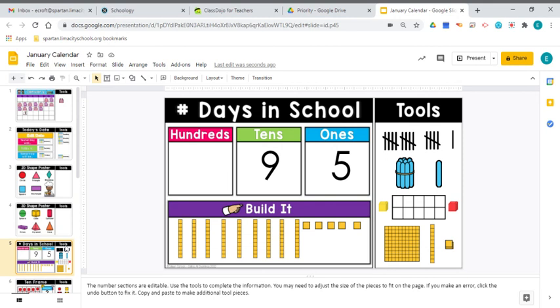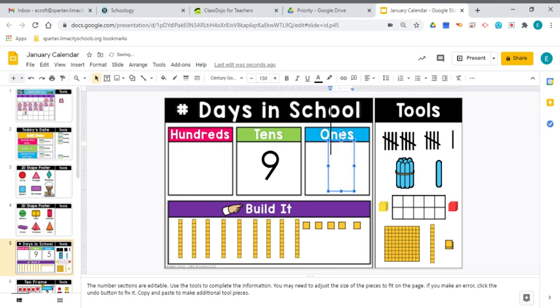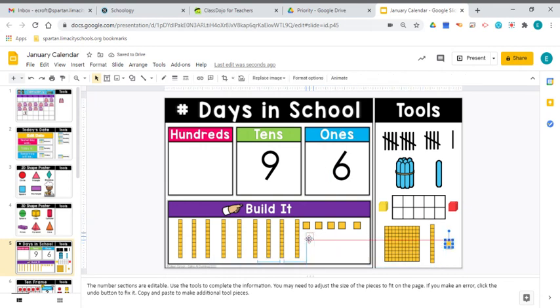Yesterday was our 95th day of school. Let's go ahead and add one more. So 95, 96. And of course, we're going to have to add a cube to be able to build that number. That's what it says right here. It says to build it. So we're using our base 10 blocks to build the number 96.